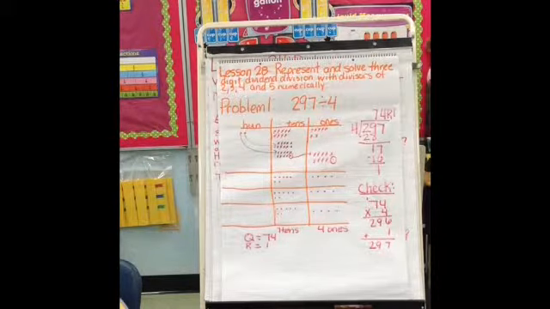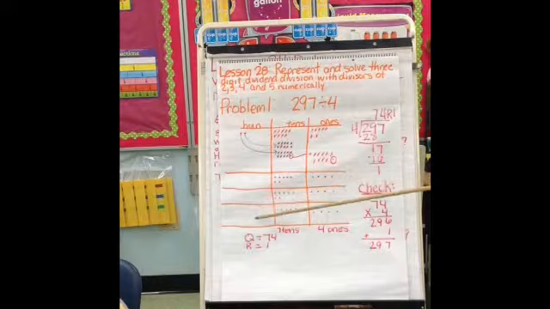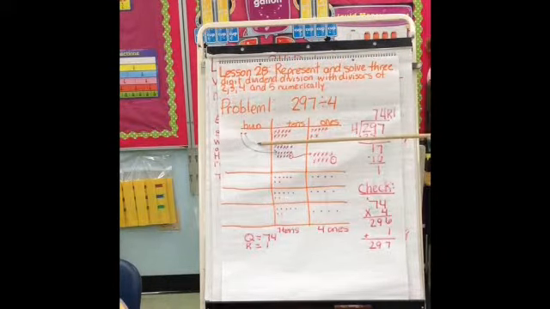Module 3, Lesson 28. Represent and solve three-digit dividend division with divisors of 2, 3, 4, and 5 numerically. So what I've done is I've written the first problem, 297 divided by 4. I've put 297 into the chart. I have 4 groups. I'm unable to make any group out of the hundreds, so I had to decompose.